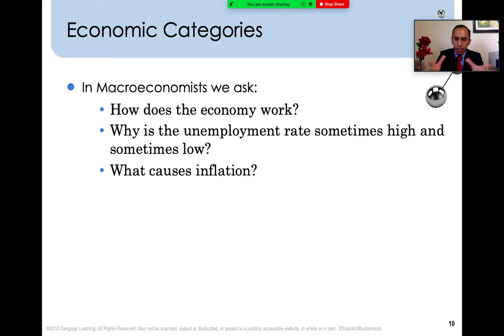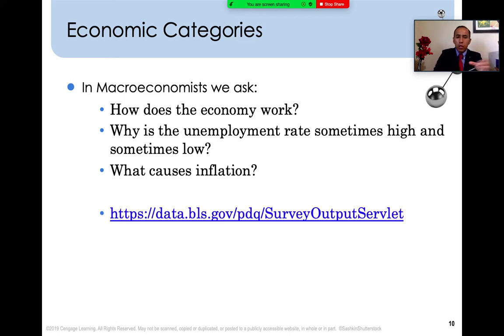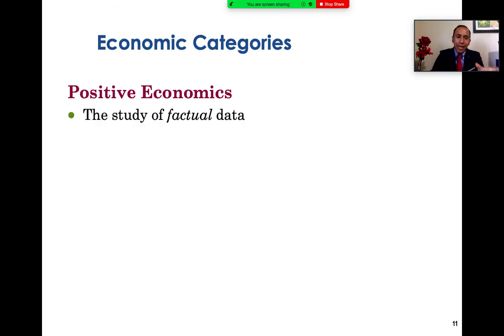Prices are a lot more expensive or a lot higher now than they were in the early 2000s. So you can always refer to the BLS, the Bureau of Labor Statistics, to see the historical trend in certain prices and employment levels. Now, we have a branch of economics, which is referred to as positive economics, that analyzes factual data and studies factual data to make economic prescriptions or economic analysis.